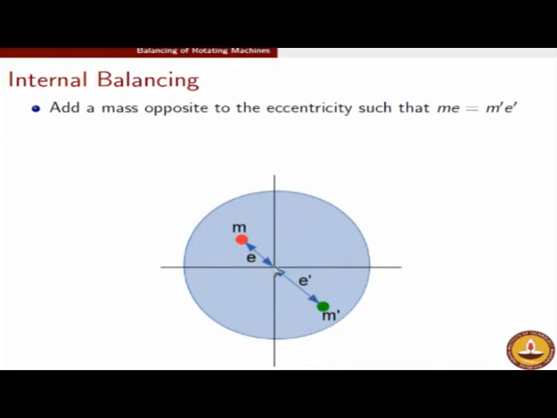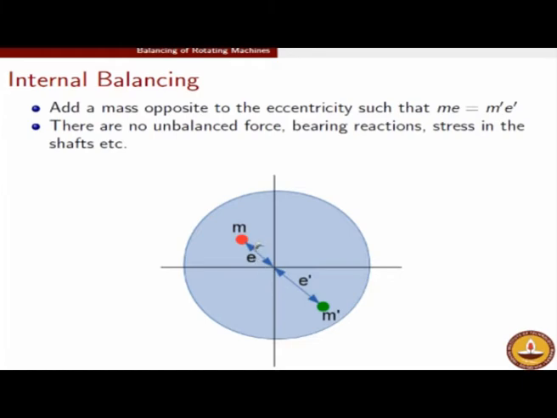Now what happens when this object rotates? There is a centrifugal force m e omega square, and there is an equal and opposite centrifugal force m prime e prime omega square. As a result, the total centrifugal force acting on the body is actually 0, and therefore nothing gets transmitted through the bearings to the frame, and we would have achieved our objective, which is to kill this unbalance. So if we do m prime e prime, then there are no unbalanced forces, bearing reactions, stress, etc.; all are cancelled, and we have the happy situation that we have balanced this rotating object.